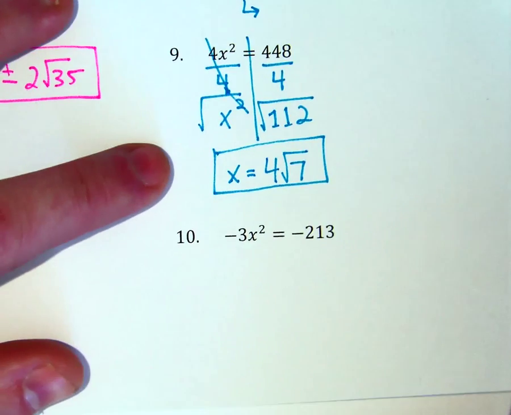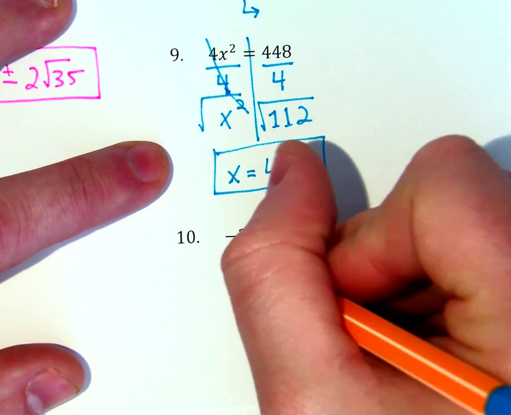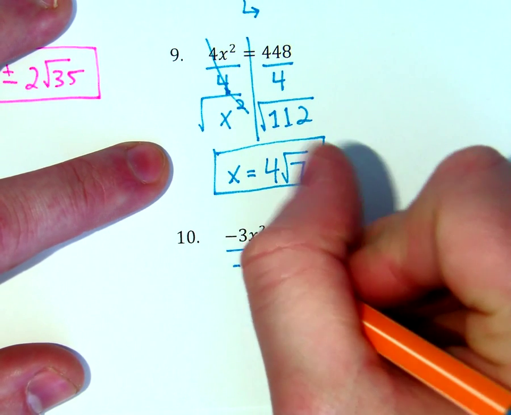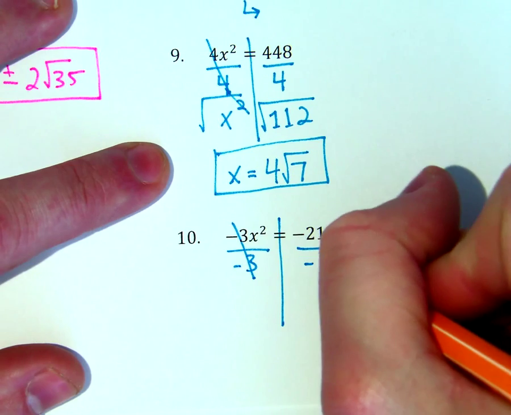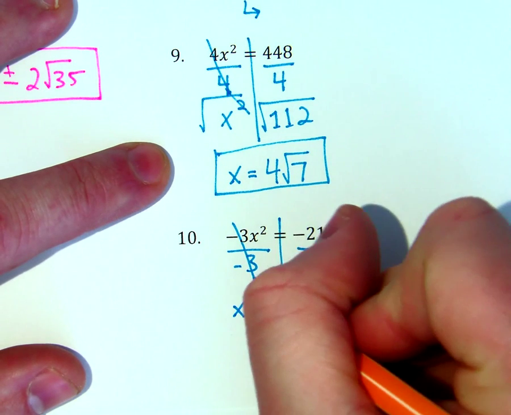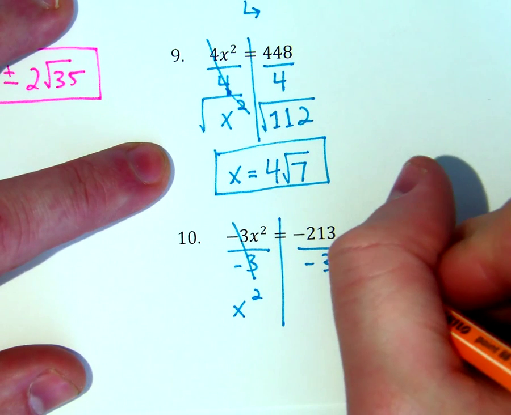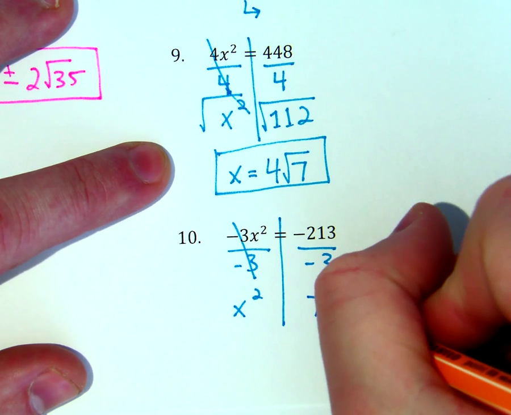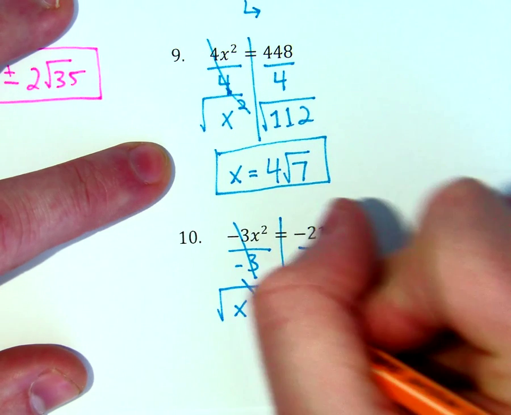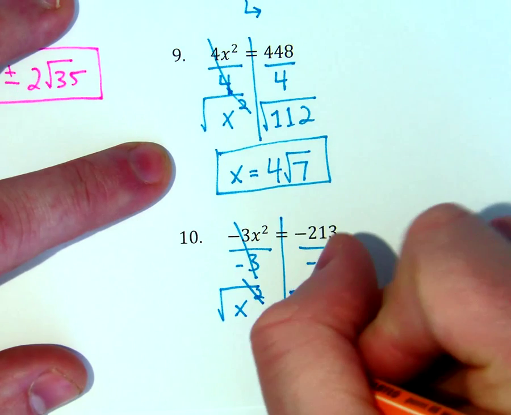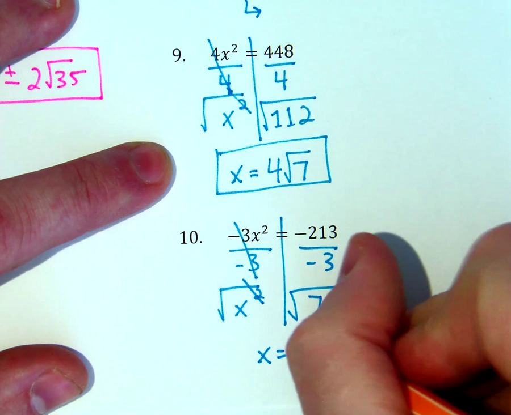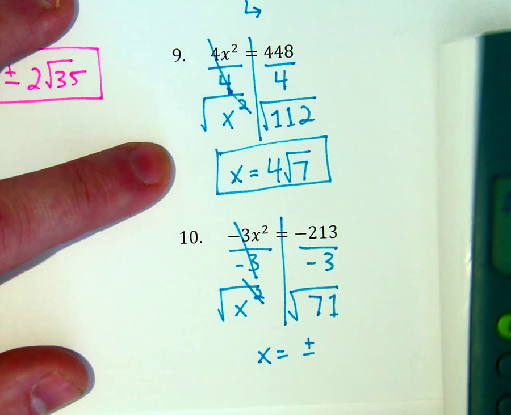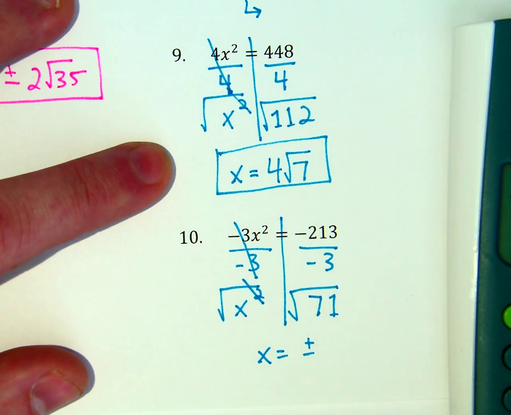The final problem is number 10. The negative 3 is connected to the x squared by multiplication, so we'll undo it with division and find that x squared equals negative 213 divided by negative 3, which is 71. We'll undo the squared with a square root and find that x equals plus or minus the square root of 71. I'm not sure that that one's going to simplify.